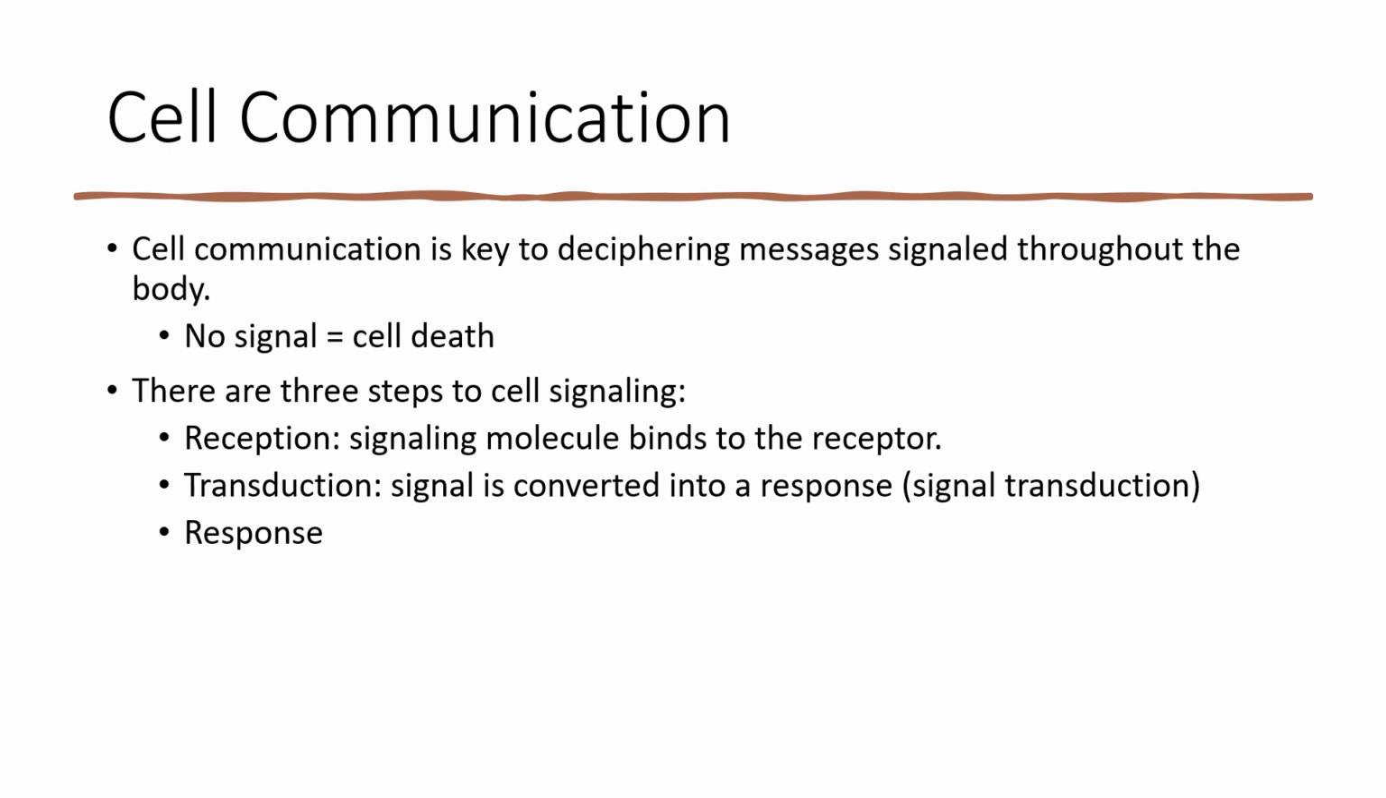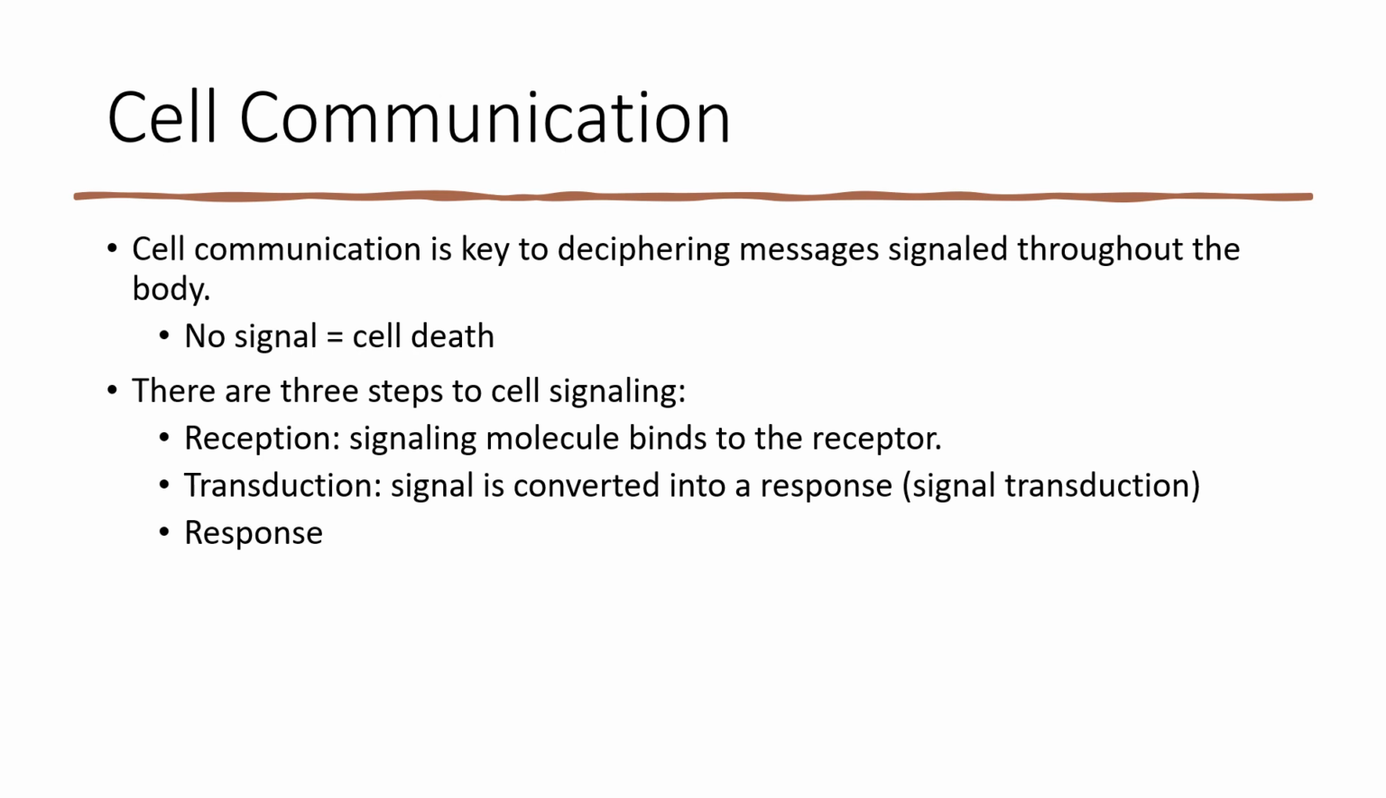Cells perform many tasks to maintain survival of the organism, and in order to do this, cells must communicate with each other and decipher messages signaled throughout the body. If a cell does not receive any signal, that leads to cell death. There are 3 steps to cell signaling.